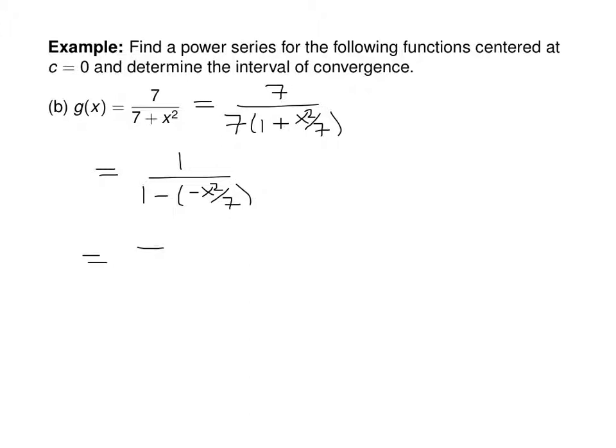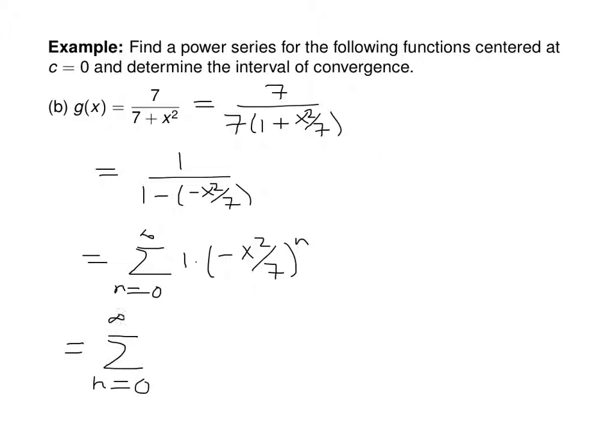So this will equal a sum from n equals 0 to infinity, 1 times negative x squared over 7 to the n, which is the same thing as the sum from n equals 0 to infinity, I'll say negative 1 to the n, x to the 2n, all over 7 to the n.